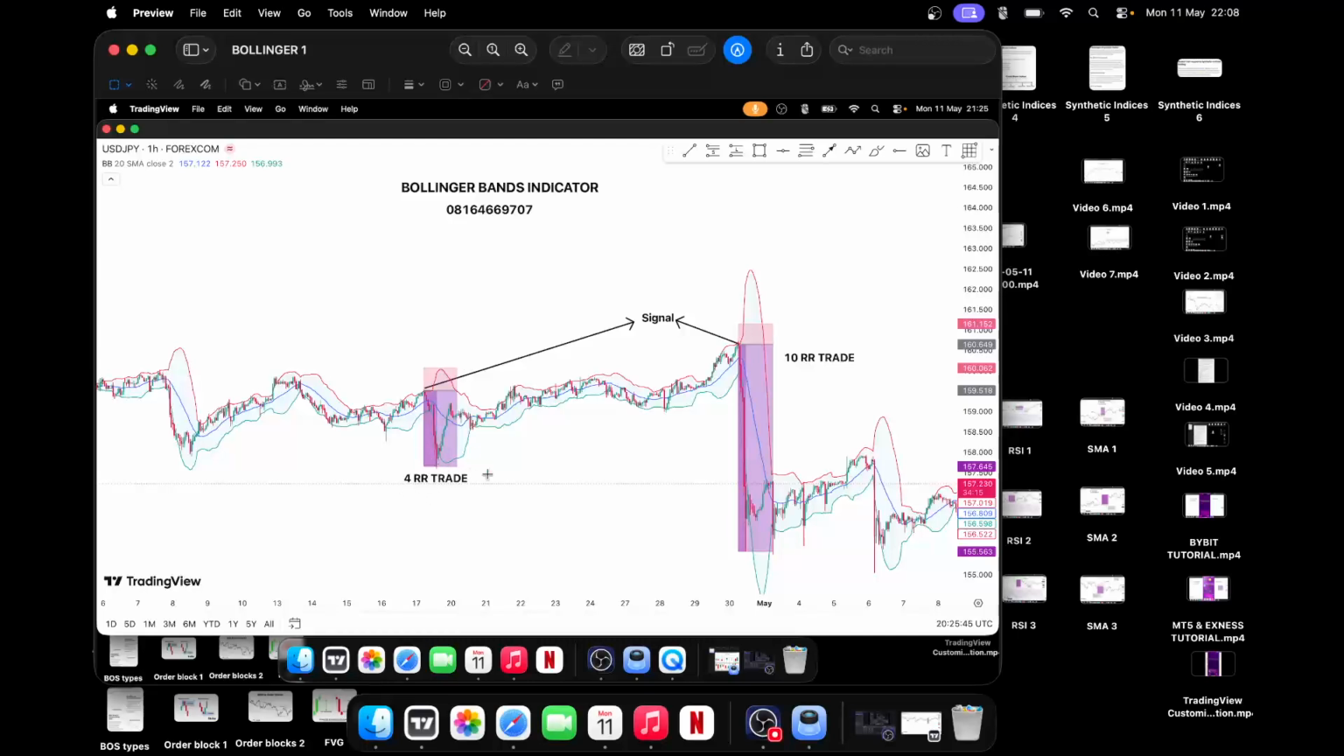If you risk $100, you are going to make $400. Look at here too. The market was going. It touched this place. What happened? The market sold. So this is a 10-hour trade. So if you use $1,000, you make $10,000 from this single trade. So that is that about Bollinger Bands.